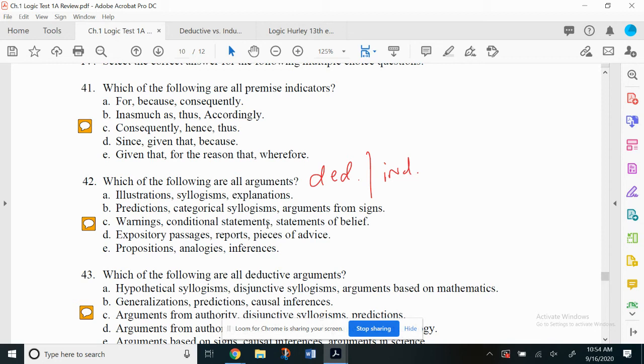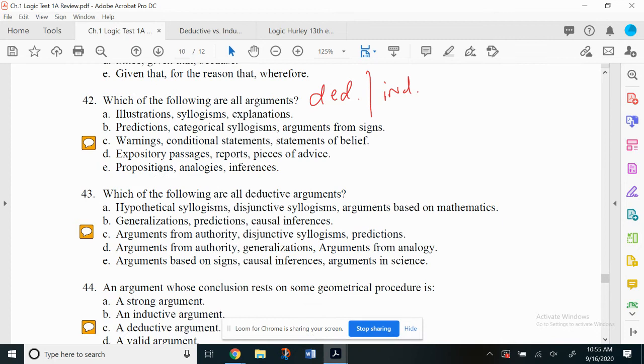How do I know this? Because D, these are all examples of non-argument forms. Remember that? You can go look at that. And the other ones don't work as well. You can look at those as well.